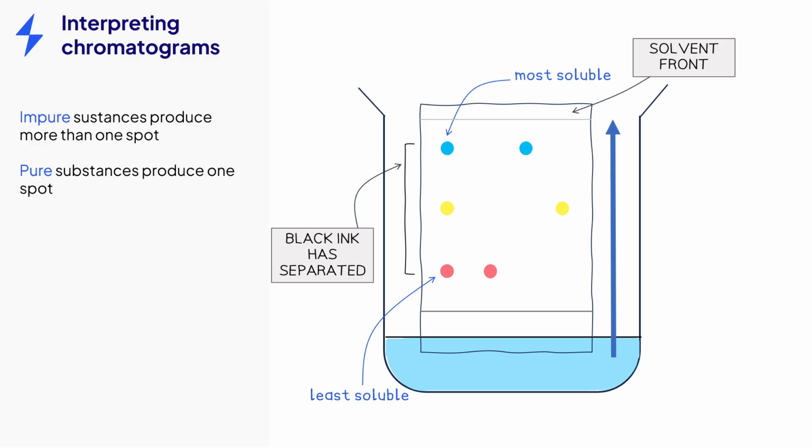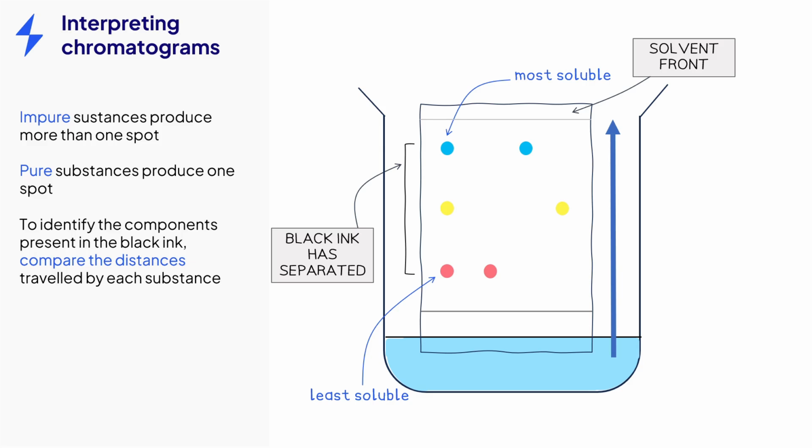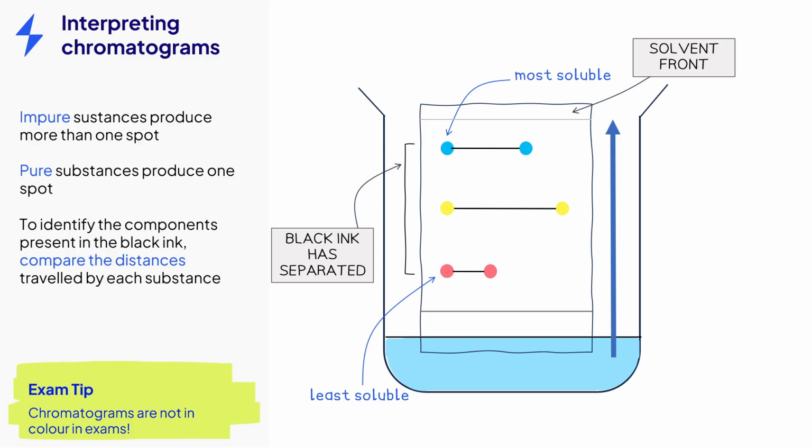We can also identify which of the coloured inks are present in the black ink by comparing the distances travelled by each substance. As we can see, the three colours in the black ink line up with the red, yellow and blue colours, so we can confidently say that these colours are present in black ink. In exams, chromatograms will be in black and white, so the only way of identifying which colours are present in a substance is by comparing the distances they have travelled.